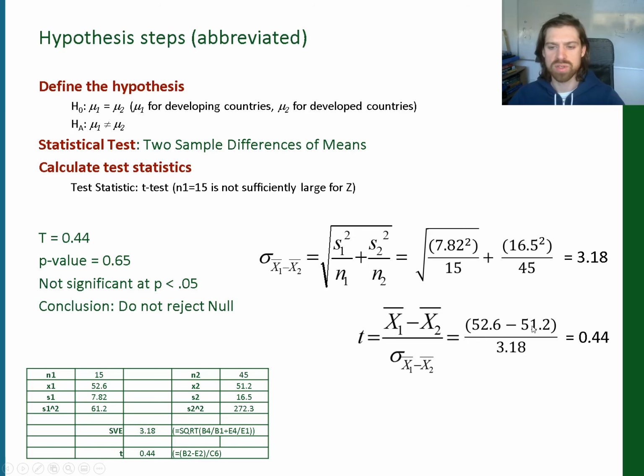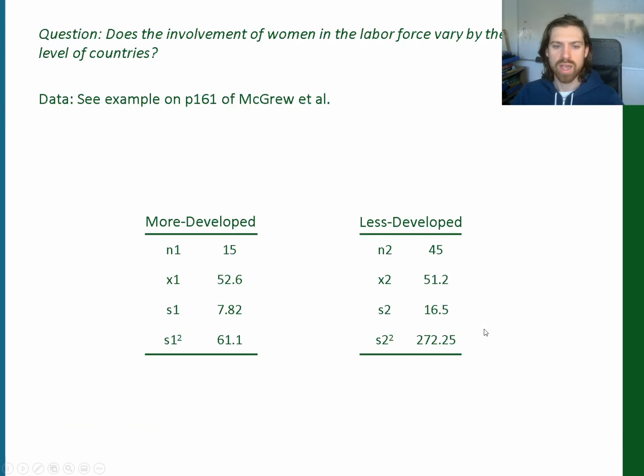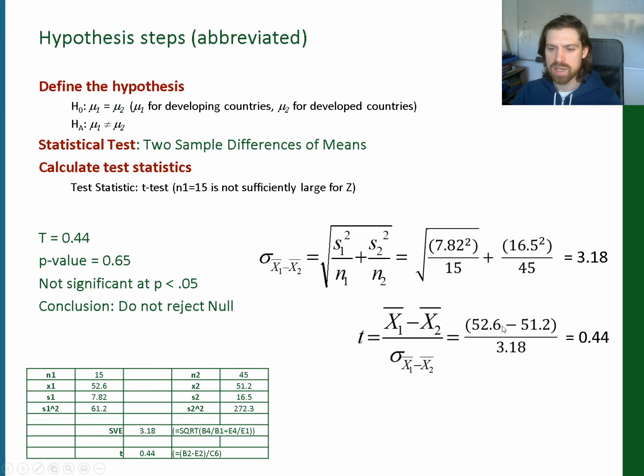And then these are the two means of the samples that we have. Okay, so hopefully you can see 52.6 and 51.2 just here. And that allows us, when we've got those numbers, to calculate the t statistic. When you look at the t statistic, it's 0.44. That equates to a p-value of about 0.65, which isn't significant at the 95% significance level that we're interested in. It doesn't give us a p-value below 0.05. So we don't have enough evidence to reject the null hypothesis.